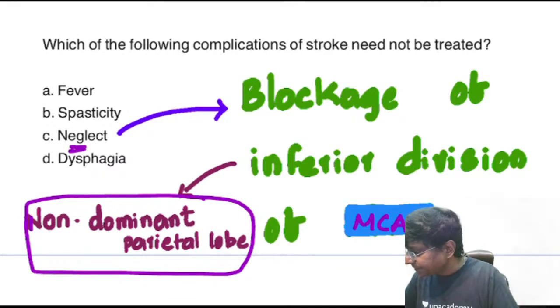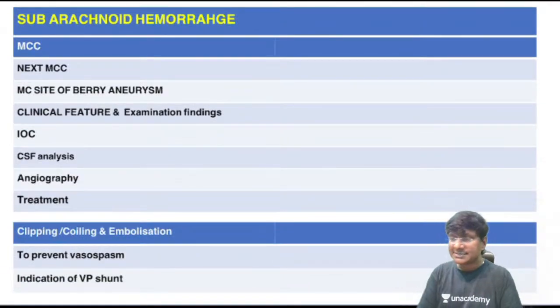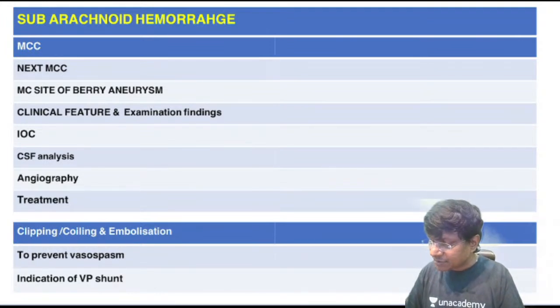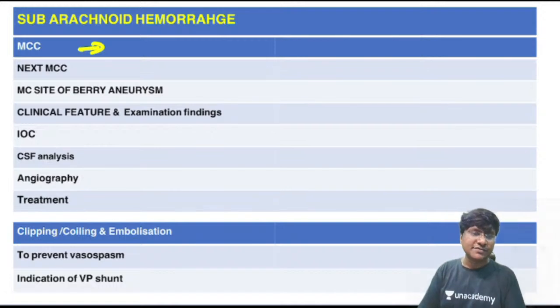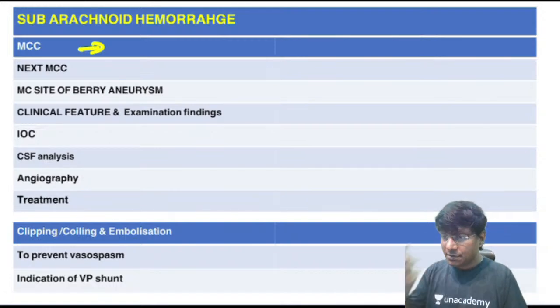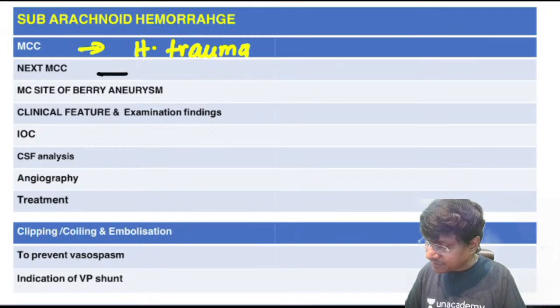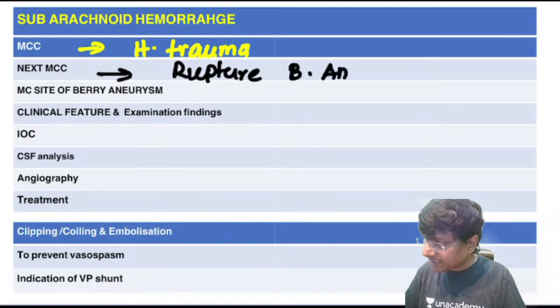Now the last topic in neurology, the subarachnoid hemorrhage. Yes, quickly you should answer now. What is the most common cause of subarachnoid hemorrhage? The most common cause will be head trauma. And what is the next most common cause? The next most common cause will be the rupture of a berry aneurysm.